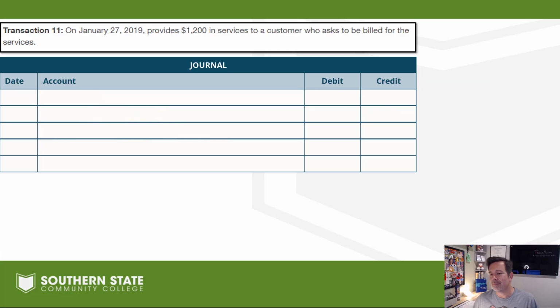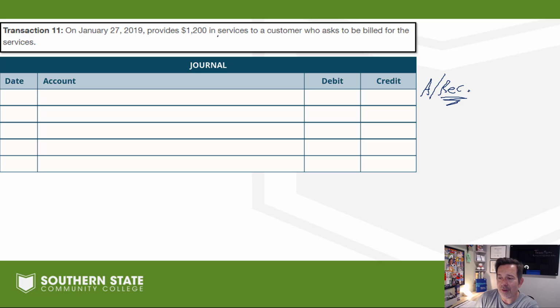So it kind of washes itself out on the asset side. Sometimes that happens. Number 11, on January 27th, we provided $1,200 in services to a customer who wants to be billed later on. We run the credit check, we did the background check, and they are credit worthy. We're going to go ahead and let them do that. So again, when we sell to a customer and let them pay later, accounts receivable. We expect to receive that money at some point.